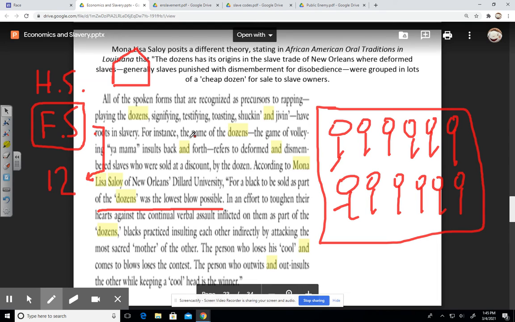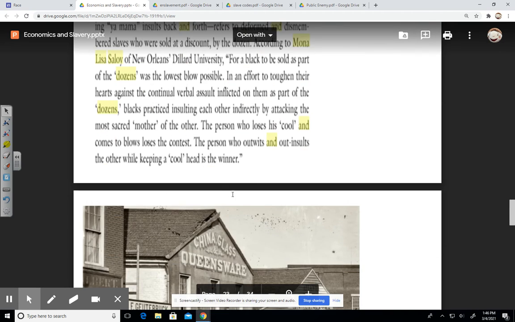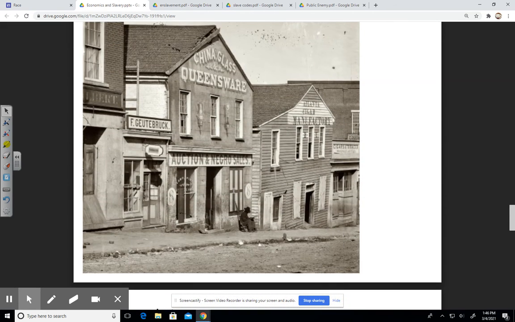So the author here is trying to connect rap music as well as the dozens game, and say that the dozens game that may or may not be played within Black cultural groups in America has its origins in slavery. You're making fun of the dozens, which is why you're going to make fun of somebody else. Your mama jokes, the dozens, these are all terms. But again, it has its origins back in the slave trade. Here I just included this photograph again.